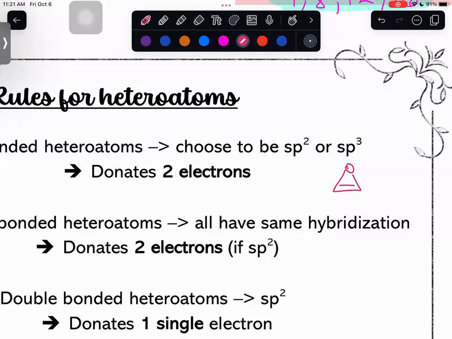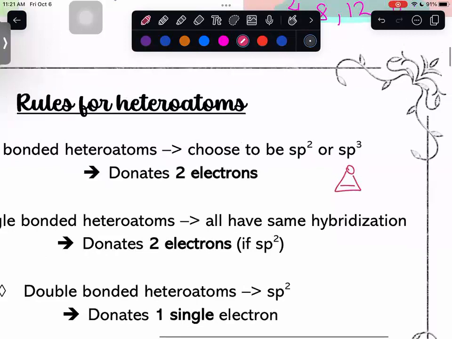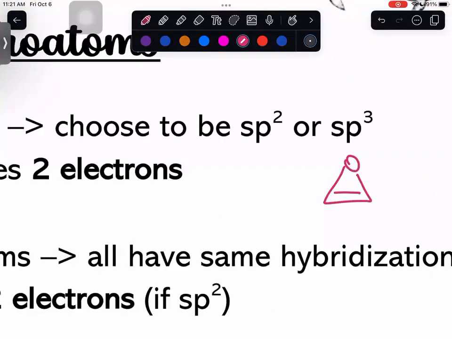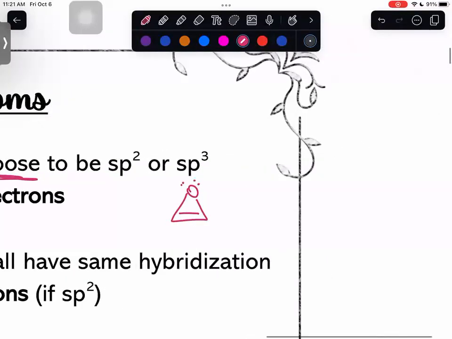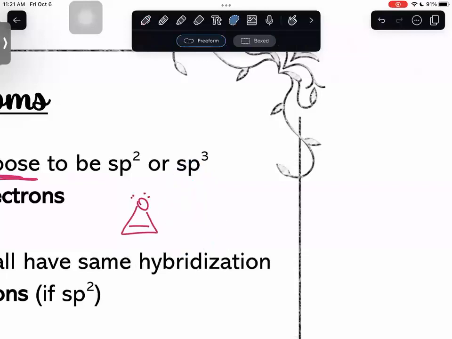Let's go through the requirements. Is it cyclic? Yes. Is it planar? Yes. Is it fully conjugated? No. Here's when the rules come into play. We have a single bonded oxygen. The rule for single bonded heteroatoms in general is that they get to choose to be either sp2 or sp3. So we're going to do a little chart to see what the molecule thinks, with the sp3 area and the sp2 area.